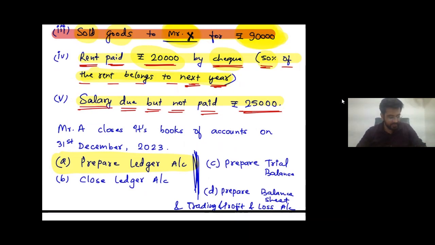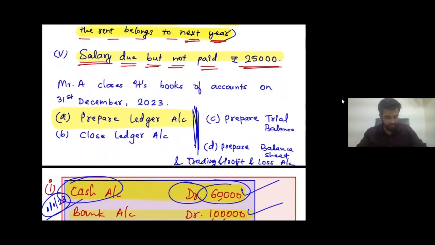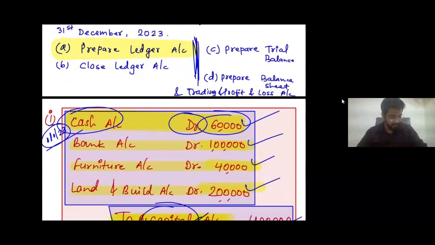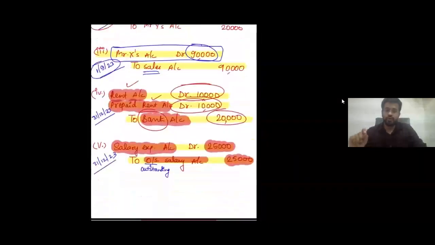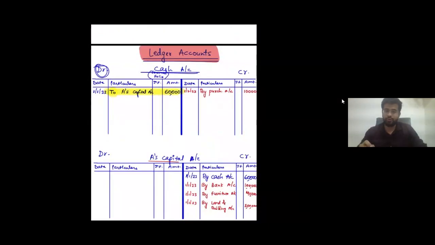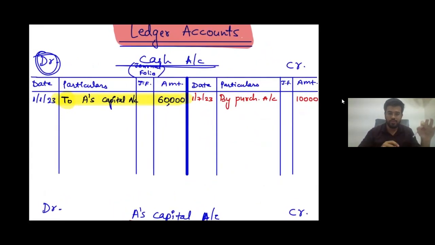Okay. And lastly, we have salary due but not paid. So salary is an expense. Salary account debit 25,000 to outstanding salary rupees 25,000. That was all done in your last class. Next, what we did, we tried to post it into each of the ledger accounts. So if you have your copies in your hand, you can check your copies. All the ledger postings are completed for the last class.